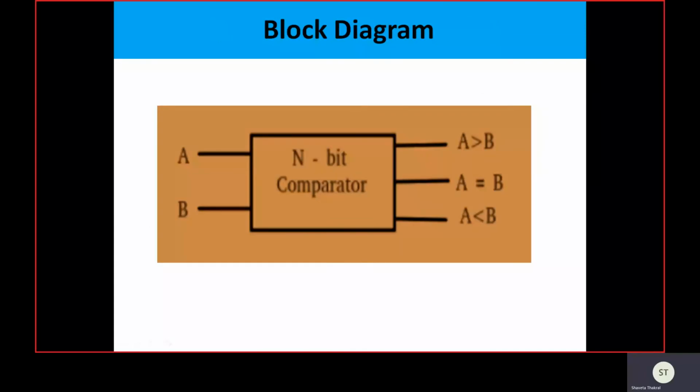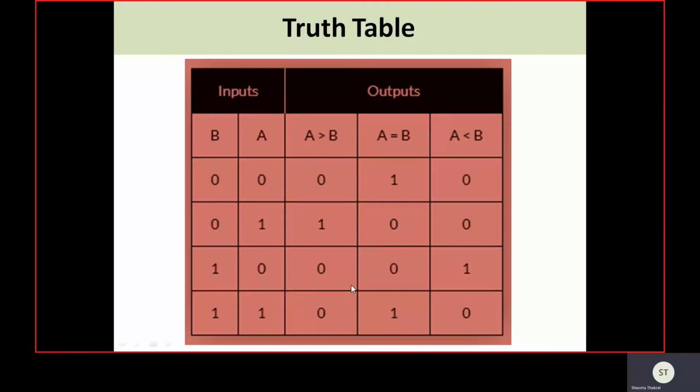This is the block diagram of an n-bit comparator where A and B are two numbers of n bits each. There will be three output lines because there can be three types of decisions. The number A can be greater than number B, the number A can be equal to number B, or number A can be less than number B.